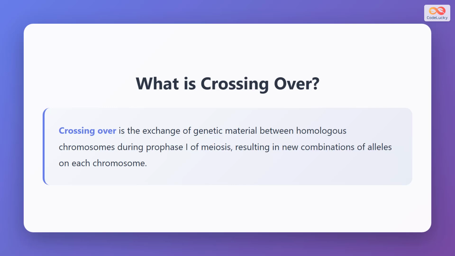Crossing over is the exchange of genetic material between homologous chromosomes during prophase 1 of meiosis. Let me break that down. Homologous chromosomes are pairs of chromosomes that carry the same genes, with one coming from your mother and one from your father. During crossing over, segments of DNA are swapped between these paired chromosomes. This exchange results in new combinations of alleles on each chromosome. Alleles are different versions of the same gene, like different versions of a gene for eye color. This shuffling creates chromosomes that are different from either parent's original chromosomes.